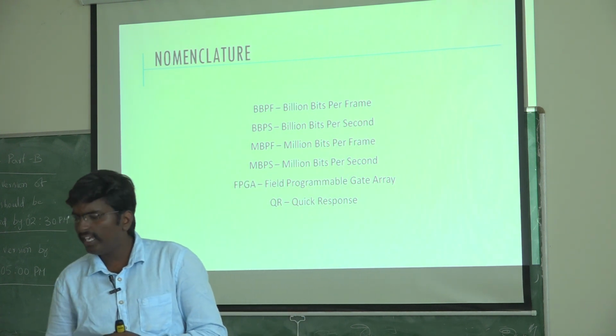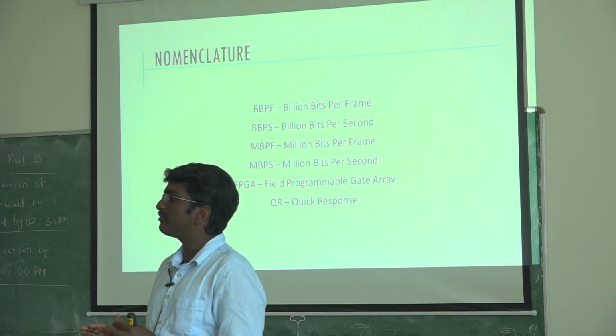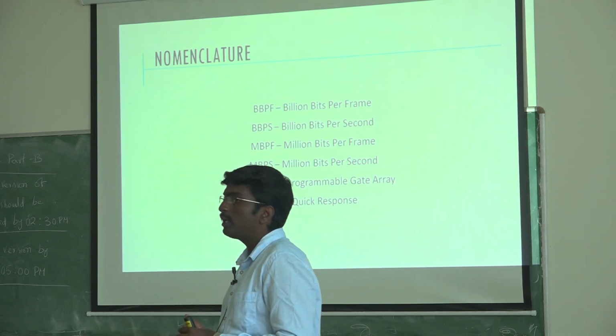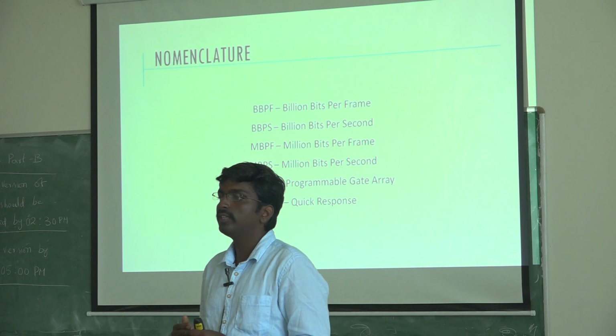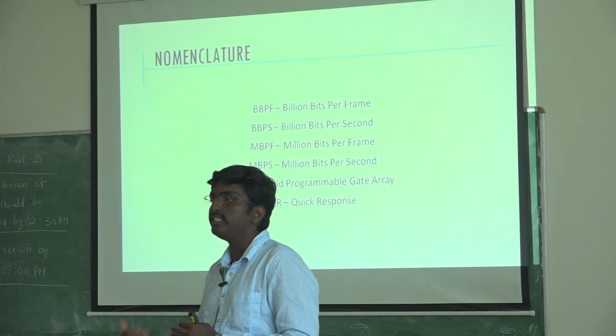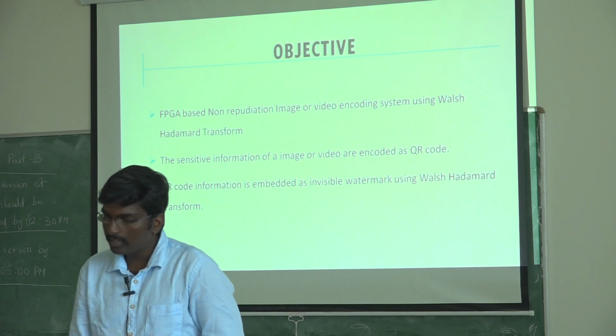The next one, FPGA, field programmable gate array, it's fine. And QR, it's a quick response code. Maybe we have heard about barcodes and QR codes. Why it is needed and why we are using that, everything we'll see in the later slides.